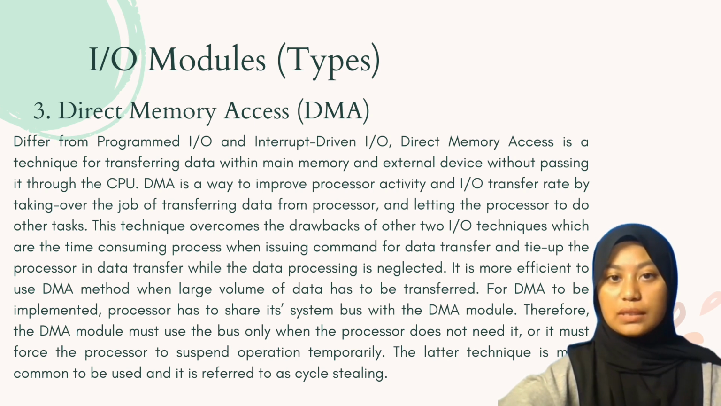For the DMA to be implemented, processor has to share its system bus with the DMA module. Therefore, the DMA module must use the bus only when processor does not need it, or it must force the processor to suspend operations temporarily. The latter technique is more common to be used, and it is referred to as cycle stealing.